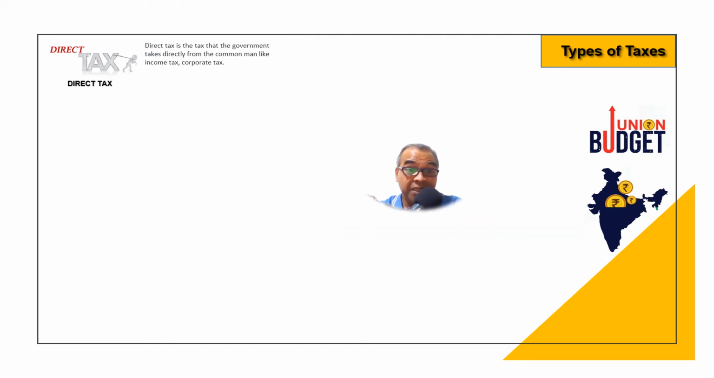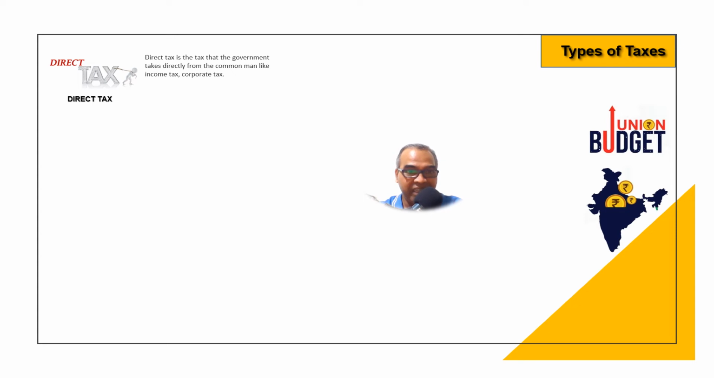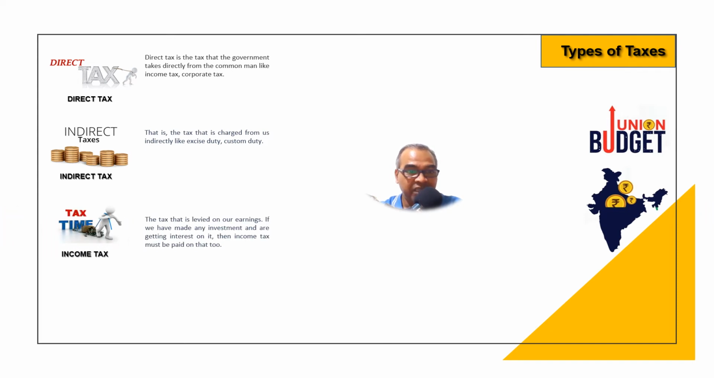Let us now see the types of taxes. The first one is direct tax. Direct tax is the tax that the government takes directly from the common man, like the income tax and the corporate tax. Indirect tax. This is the tax that is charged from us indirectly, like excise duty, custom duty, etc.